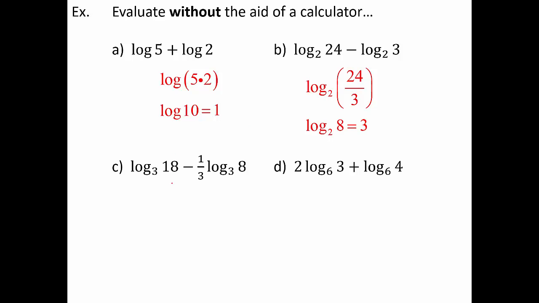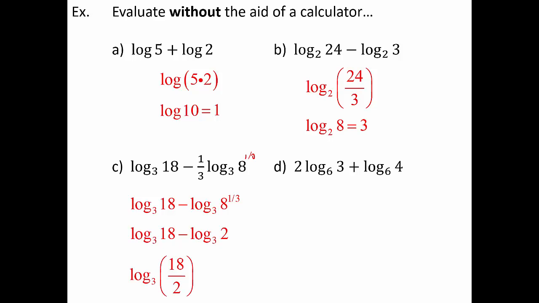Taking a look at the third one, now be careful on this one because this one has that 1/3 up front. I don't want to go straight to converting subtraction to division. I want to get rid of that 1/3 before I do that. Bring that 1/3 to the top. That's going to be 8 to the 1/3 power. And then 8 to the 1/3, that really means cube root of 8, which is 2. And then from here, I can condense subtraction to division. 18 divided by 2 is 9. Log base 3 of 9 is 2. Final answer.